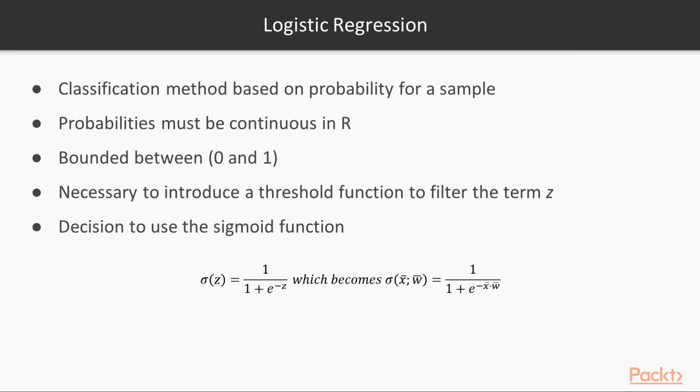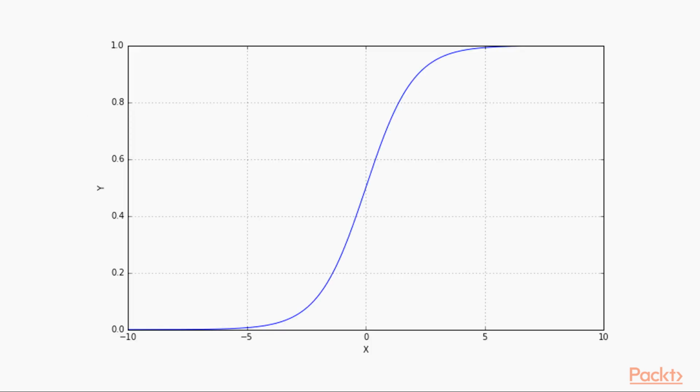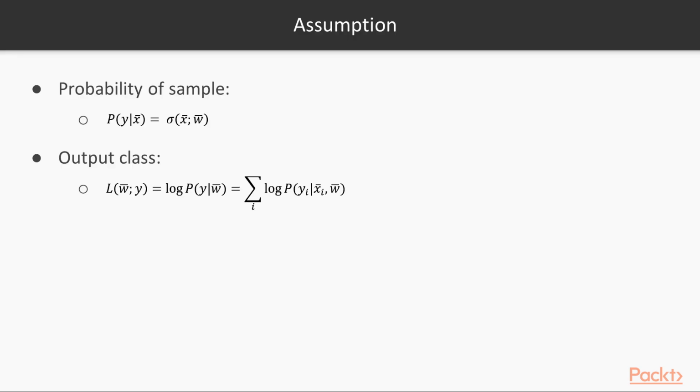A partial plot of this function is shown in the figure. As you can see, the function intersects x equals 0 in the ordinate 0.5, with y less than 0.5 for x less than 0 and y greater than 0.5 for x greater than 0. Moreover, its domain is R, and it has two asymptotes at 0 and 1. So we can define the probability for a sample to belong to a class. From now on, we'll call them 0 and 1 as.